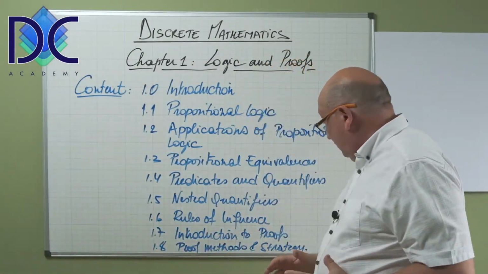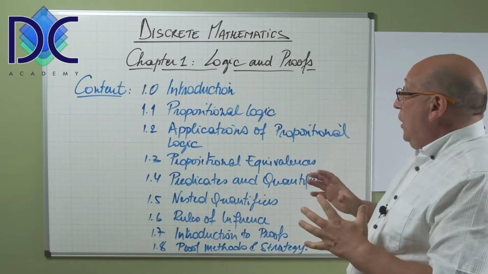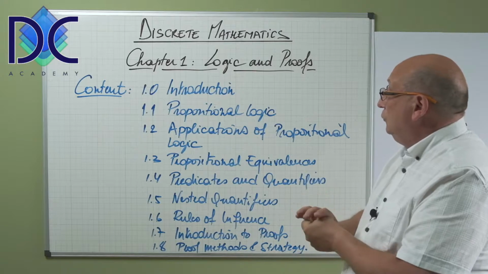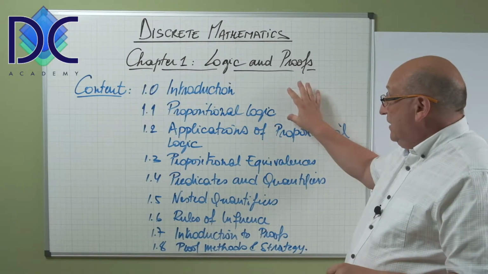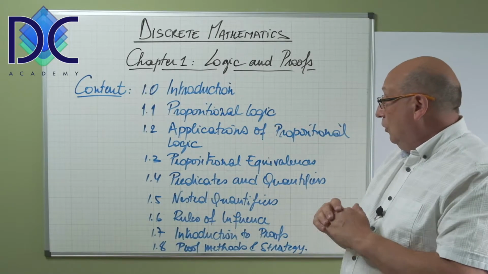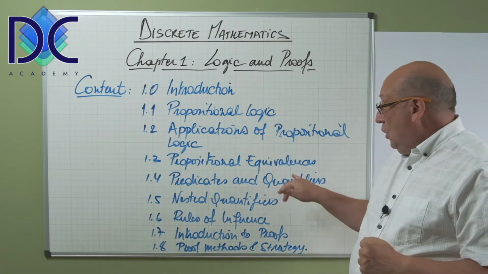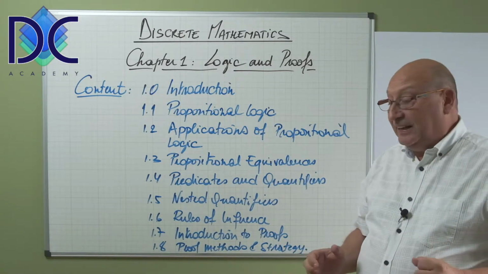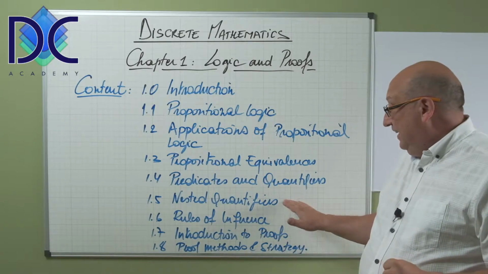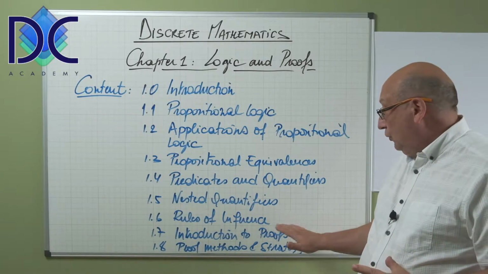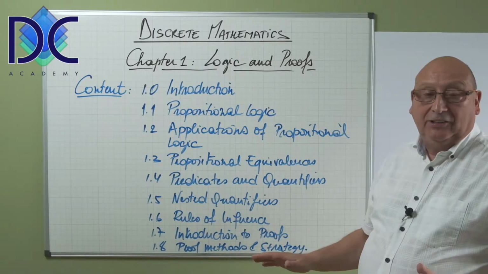So I put here the different parts of the chapter. The first thing that we're going to look at is the introduction of the chapter, the first presentation. Then we look at propositional logic. We look at applications of propositional logic. We look at propositional equivalences. We look at predicates and quantifiers, then nested quantifiers, rules of inference, introduction to proofs and proof methods and strategy.